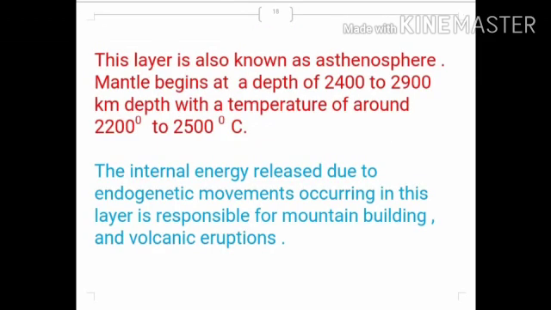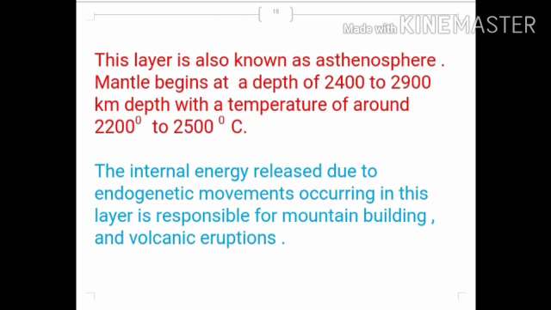This layer is also known as asthenosphere. Mantle begins at a depth of 2400 to 2900 km with a temperature of around 2200 degrees Celsius to 2500 degrees Celsius. The internal energy released due to endogenetic movements occurring in this layer is responsible for mountain building and volcanic eruptions. So what we have to remember about this?